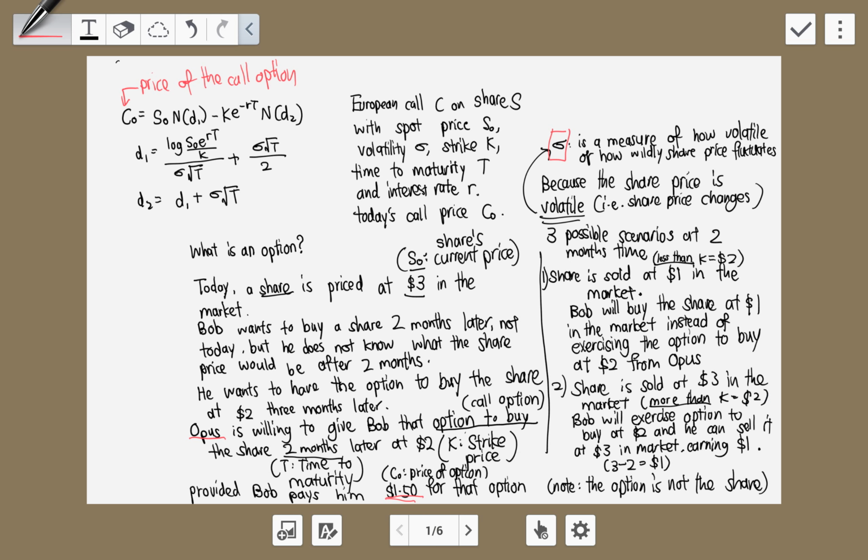All right, okay, so then the next thing is, no, the option is not the share. That means if you have the option, it doesn't mean that you have the share. It's a different thing. The option and the share are separate. The option price and share price are separate. They are not the same thing. This is something to note.